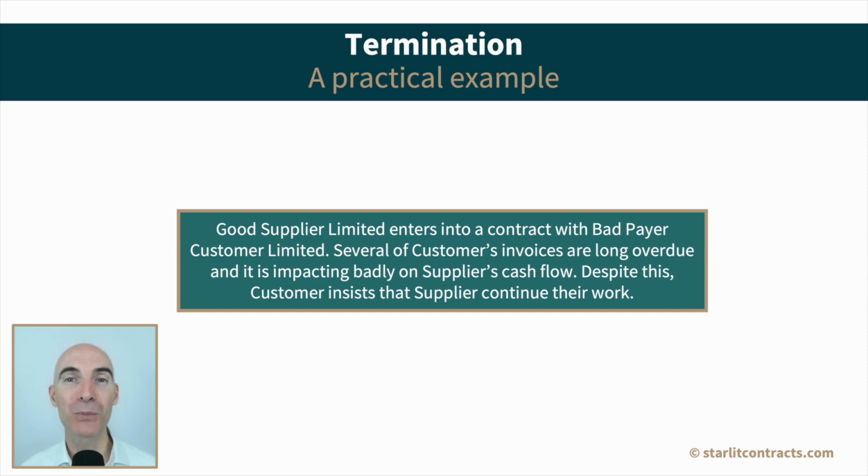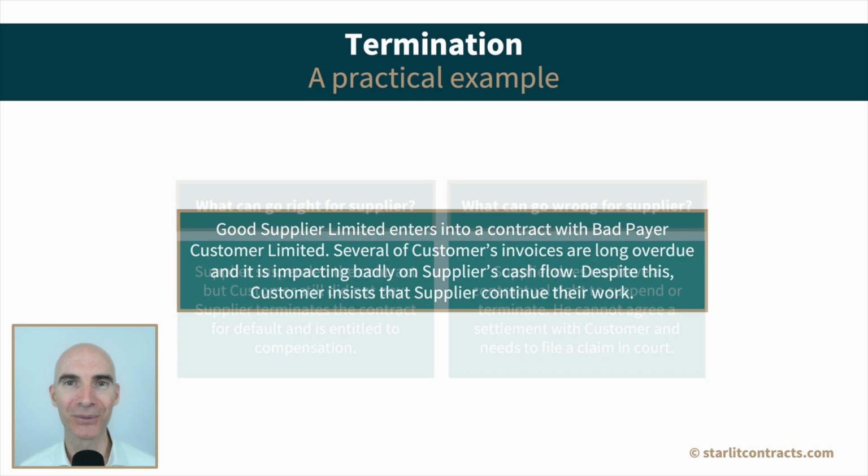You might remember this practical example from our video on suspension, because of course, suspension and termination rights are very closely connected. If you've not seen that video on suspension yet, I recommend that you check it out. Goods Supplier Limited enters into a contract with Bad Payer Customer Limited. Several of customers' invoices are long overdue, and it is impacting badly on supplier's cash flow. Despite this, customer insists that supplier continue their work.